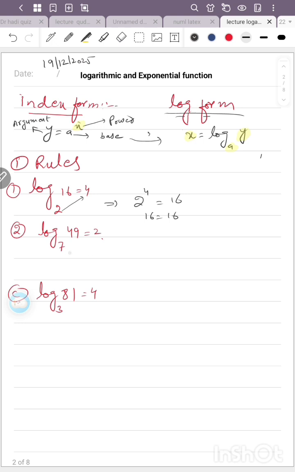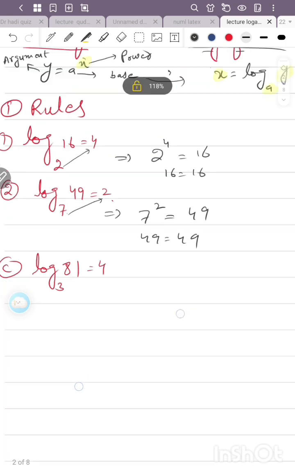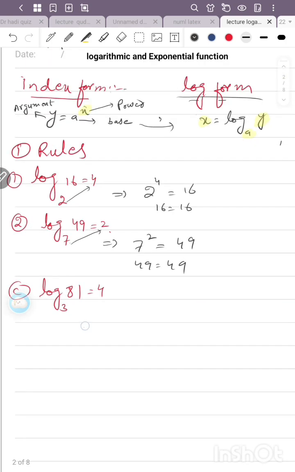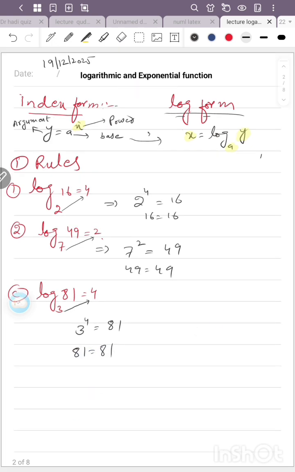Now we will go to the second question. The second question is quite similar. This is your base, and this is your power, and there is your argument. So 49 equal to 49. The third part is also similar: 3 power 4, this is your base, 4 is your power, and 81 is your argument. 81 equal to 81. I think you have to understand this concept.